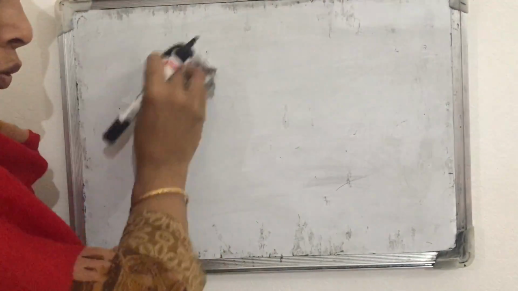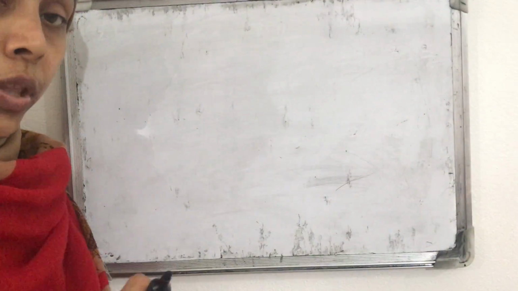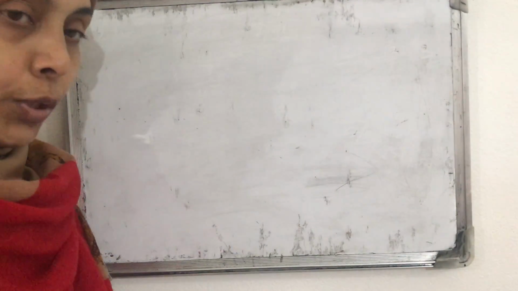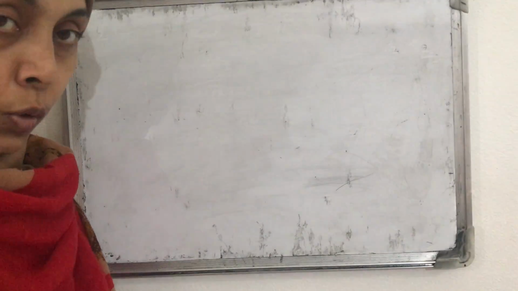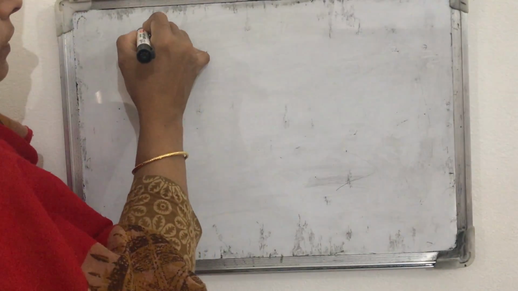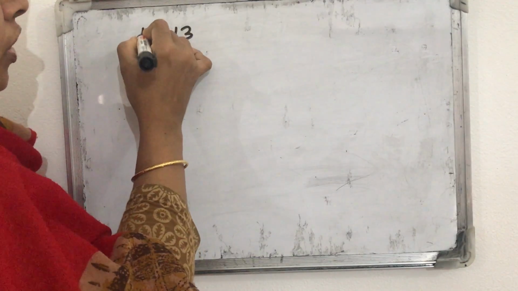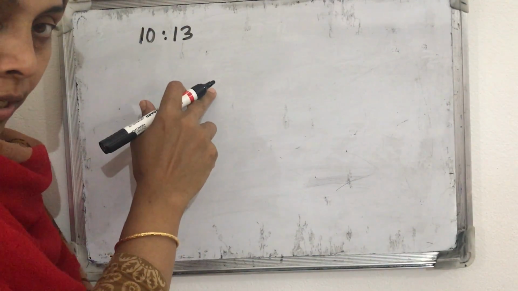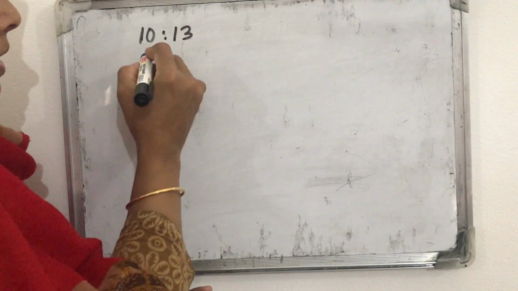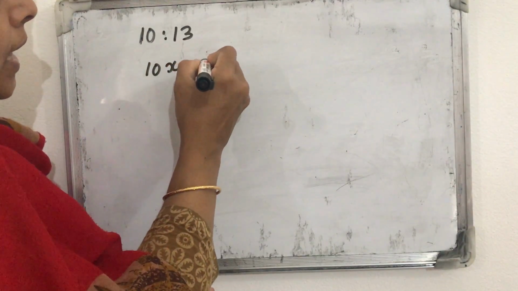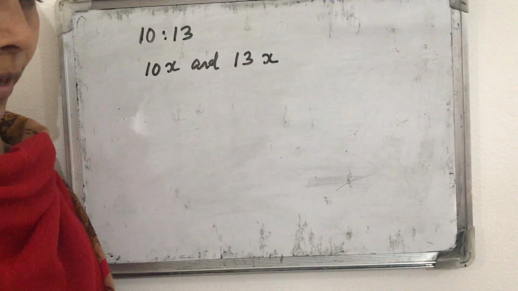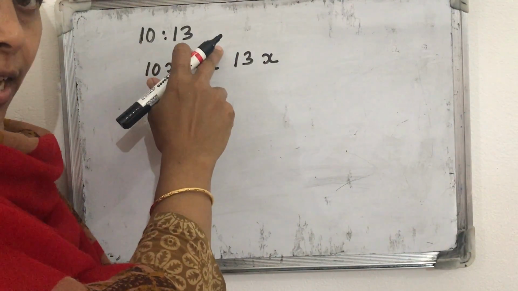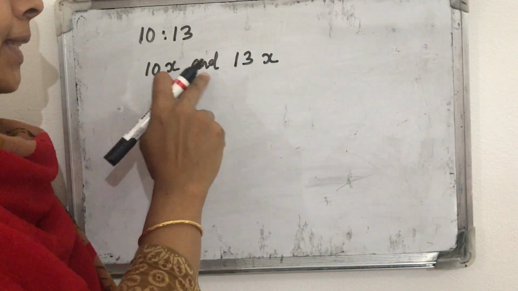Take your textbook and read the question well. This is example question 7. Two numbers are in the ratio 10 is to 13. Here we don't know which numbers they are, but the ratio is given. So we can take the numbers as 10x and 13x, because the ratio is given as 10 is to 13. So let the numbers be 10x and 13x.